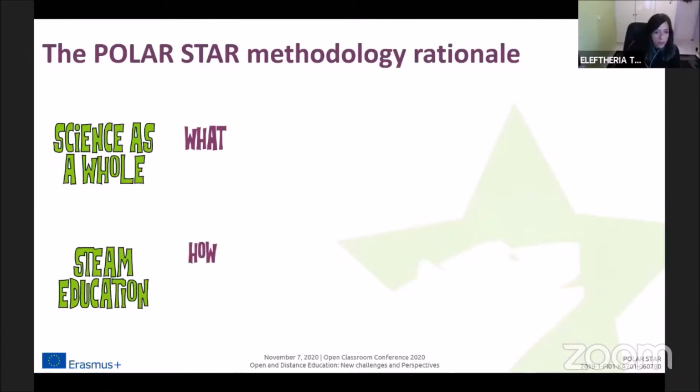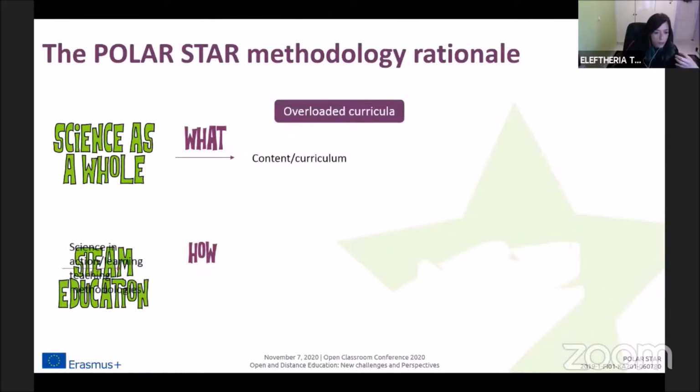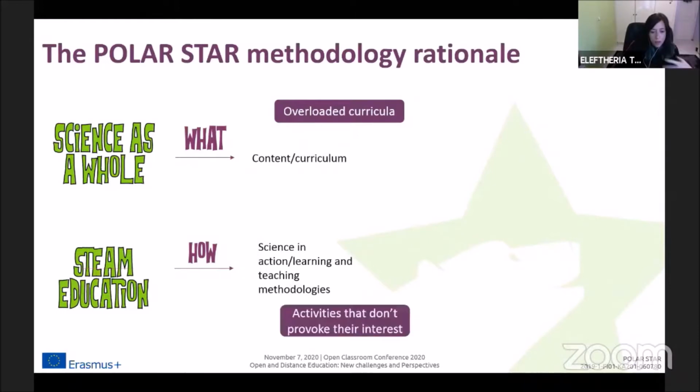So the part of the methodology that we're discussing together today is about the content and about the curriculum, which is mostly related to the overloaded curricula, whereas the STEAM education part focuses on teaching methodologies, so how we teach science, so science in action, and it's mostly linked to the activities and how do we design interesting activities for our students, even if they have to be super quick.